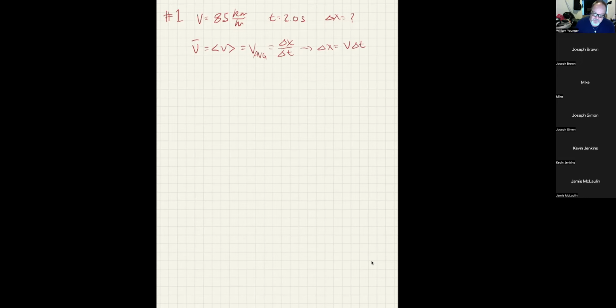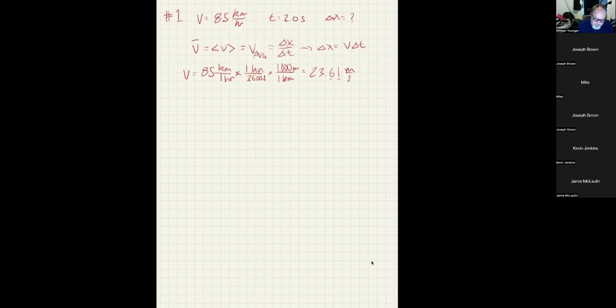Now, I've got the time in seconds, but I've got the velocity in kilometers per hour. So I either have to convert the seconds to hours, or convert the kilometers per hour to kilometers per second. I'm going to convert the kilometers per hour to meters per second. The way we do that is V equals 85 kilometers over 1 hour, and 1 hour is equal to 3,600 seconds, and 1 kilometer is equal to 1,000 meters. So I'm ultimately just dividing this 85 by 3.6. So 85 divided by 3.6, and I get 23.61 meters per second. Now I carry 2 extra sig figs there.